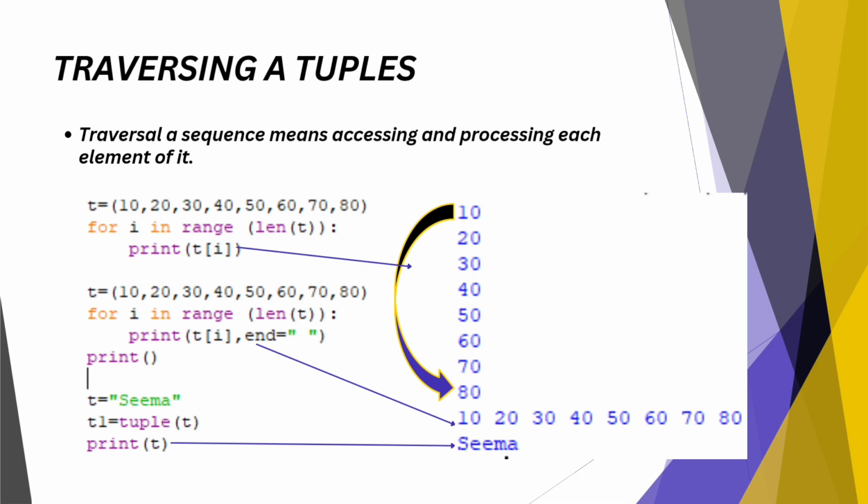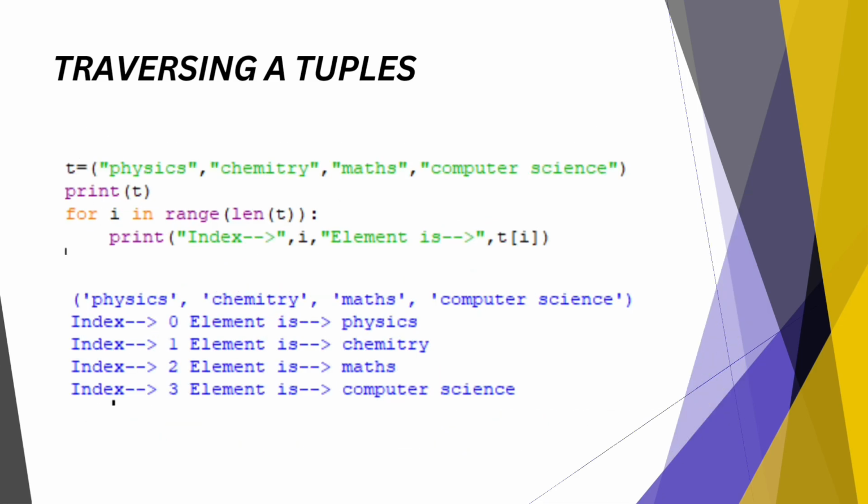Traversing a tuple. Traversing a sequence means accessing and processing each element of it. We can use the for loop to print the individual elements of the tuple: for i in range(len(t)): print(t[i]). First it will print t[0], t[1], t[2], t[3], t[4], t[5], t[6], t[7] on separate lines. So 10, 20, 30, 40, 50, 60, 70, 80, the individual elements, are printed.